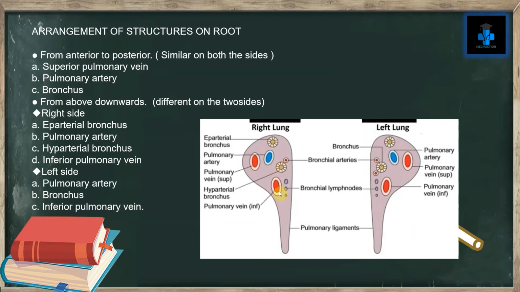From above to downwards, it's different on the two sides. On the right side, there is eparterial bronchus here, pulmonary artery here, hyparterial bronchus right here, and for the left side, there is only pulmonary artery, bronchus, and inferior pulmonary vein.